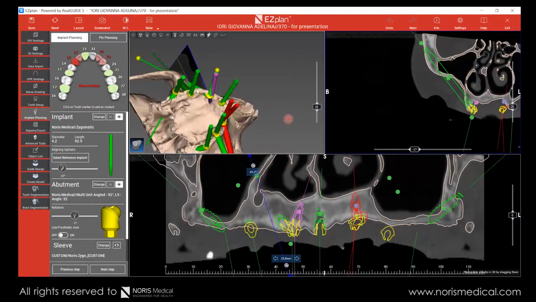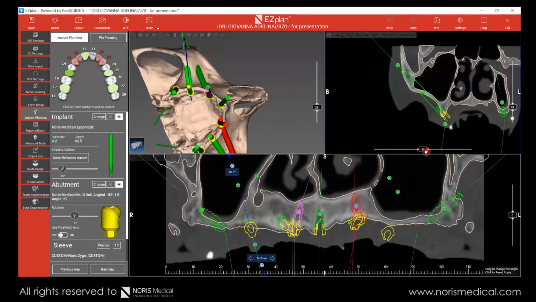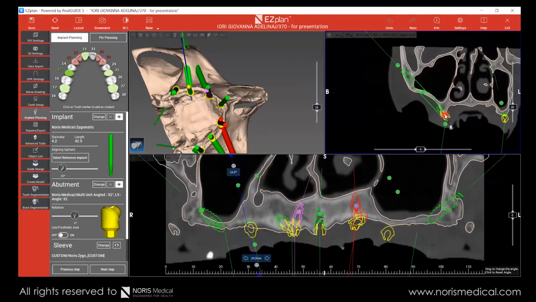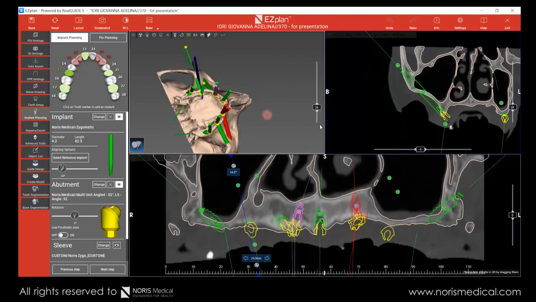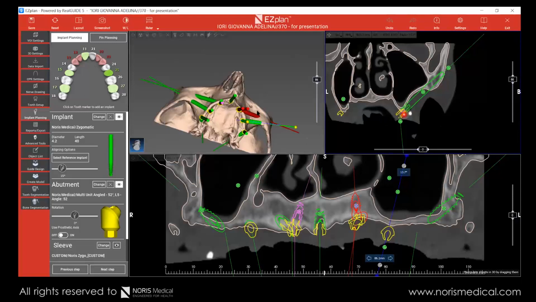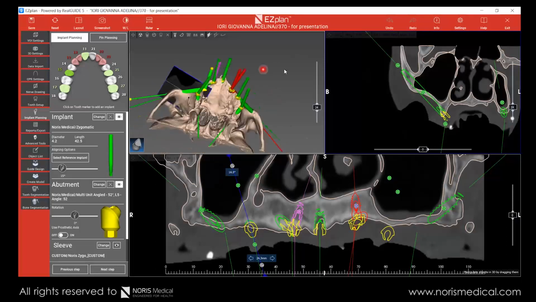Let's look at the posterior implant. This posterior implant has a lot of bone to lean on. It's not like on the left side where we had no bone. The left side, to remind you, we had no bone. The right side, we have a lot of bone. Let's look at the pterygoids that we have here.